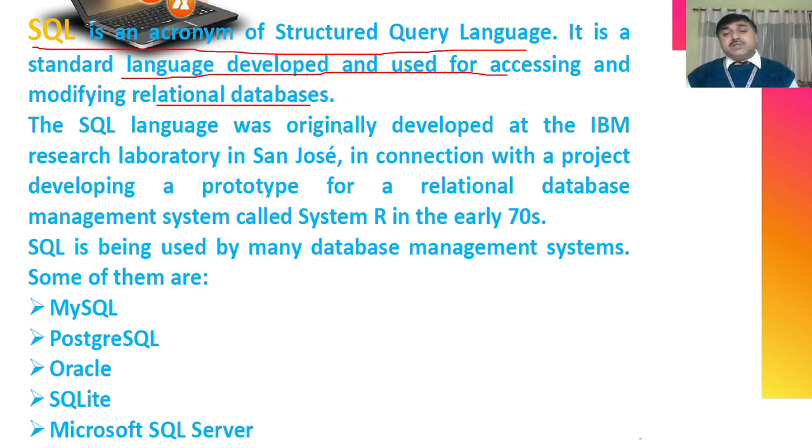In this particular SQL, we can find that it was originally developed at an IBM research laboratory of San Jose, in connection to a project where prototypes were developed for relational databases. The management system, System R, was the early stage of that generation. So we do have different types of systems, and with this we can manage the work.